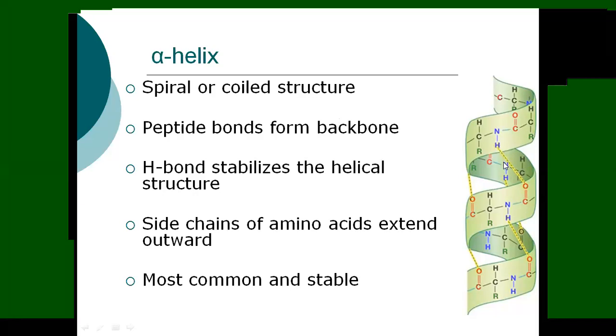The R chains of the amino acids extend outward, most common and stable. And this bond is among the main skeleton, nothing to do with R. You can see the bond uses this main skeleton, nothing with the R. In secondary structure, in all three types, we will find the bond among the main skeleton, nothing with the R. But in tertiary structure, we will find the bond with R.